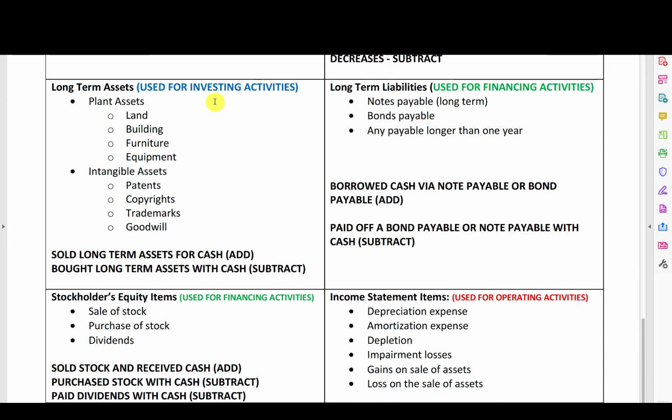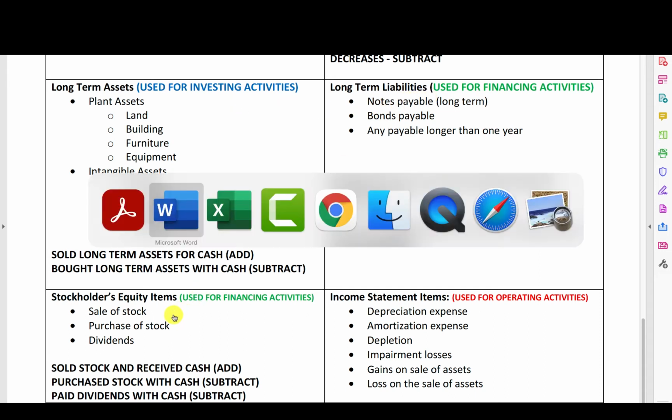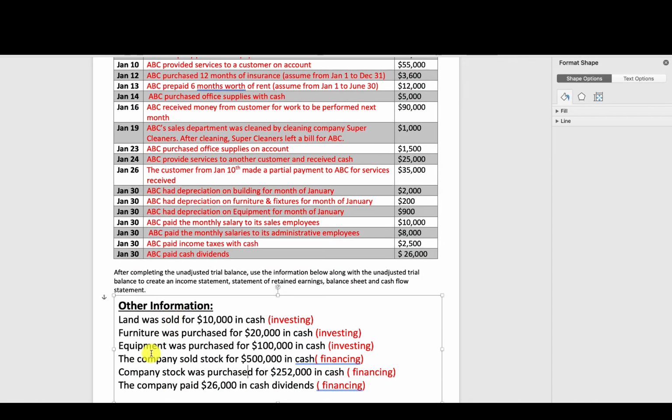Here it says, investing activities deal with long-term assets. Financing activities deal with long-term liabilities and equity. So anything that's a long-term asset is going to be in investing. Anything that's long-term liabilities or equity is going to be in financing. All right, very simple. So let's look at this.